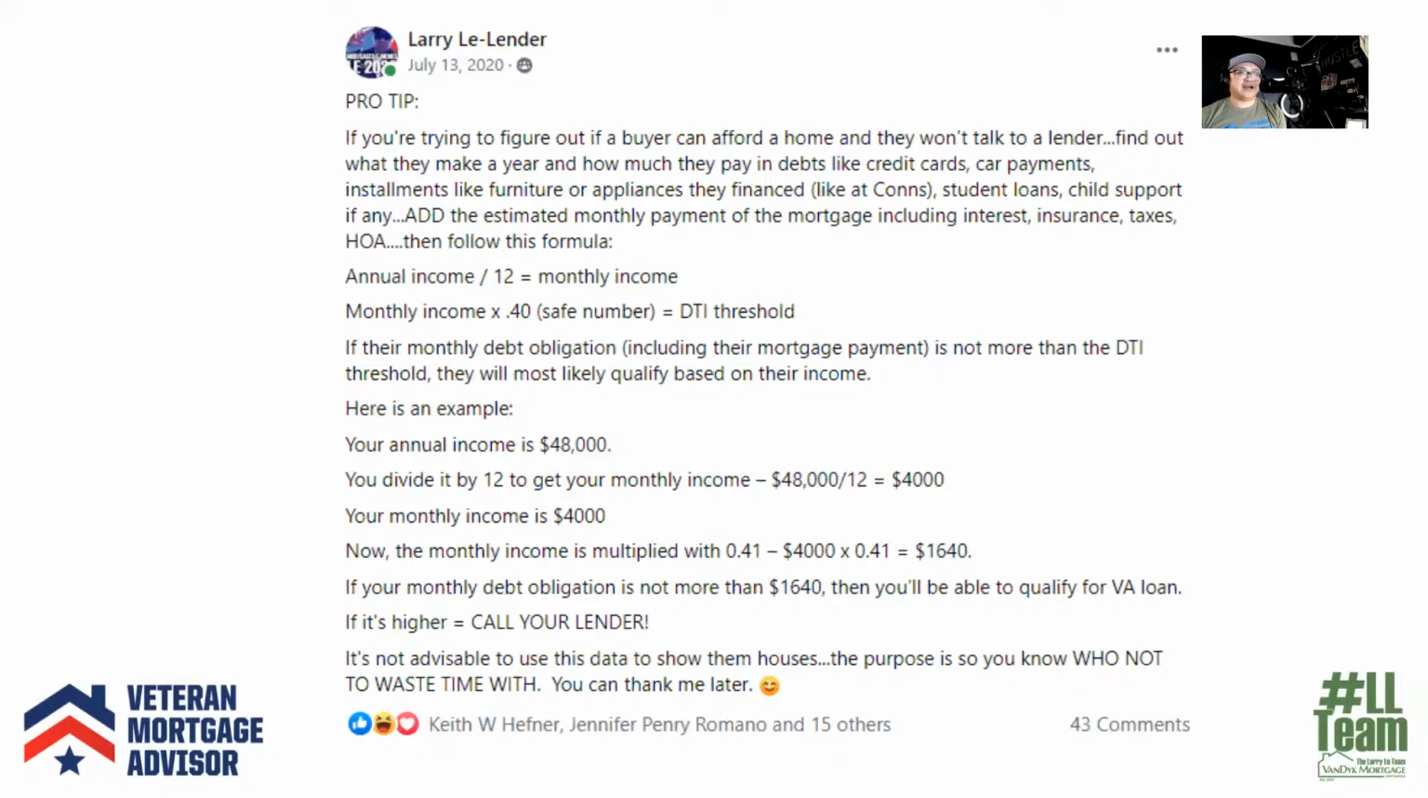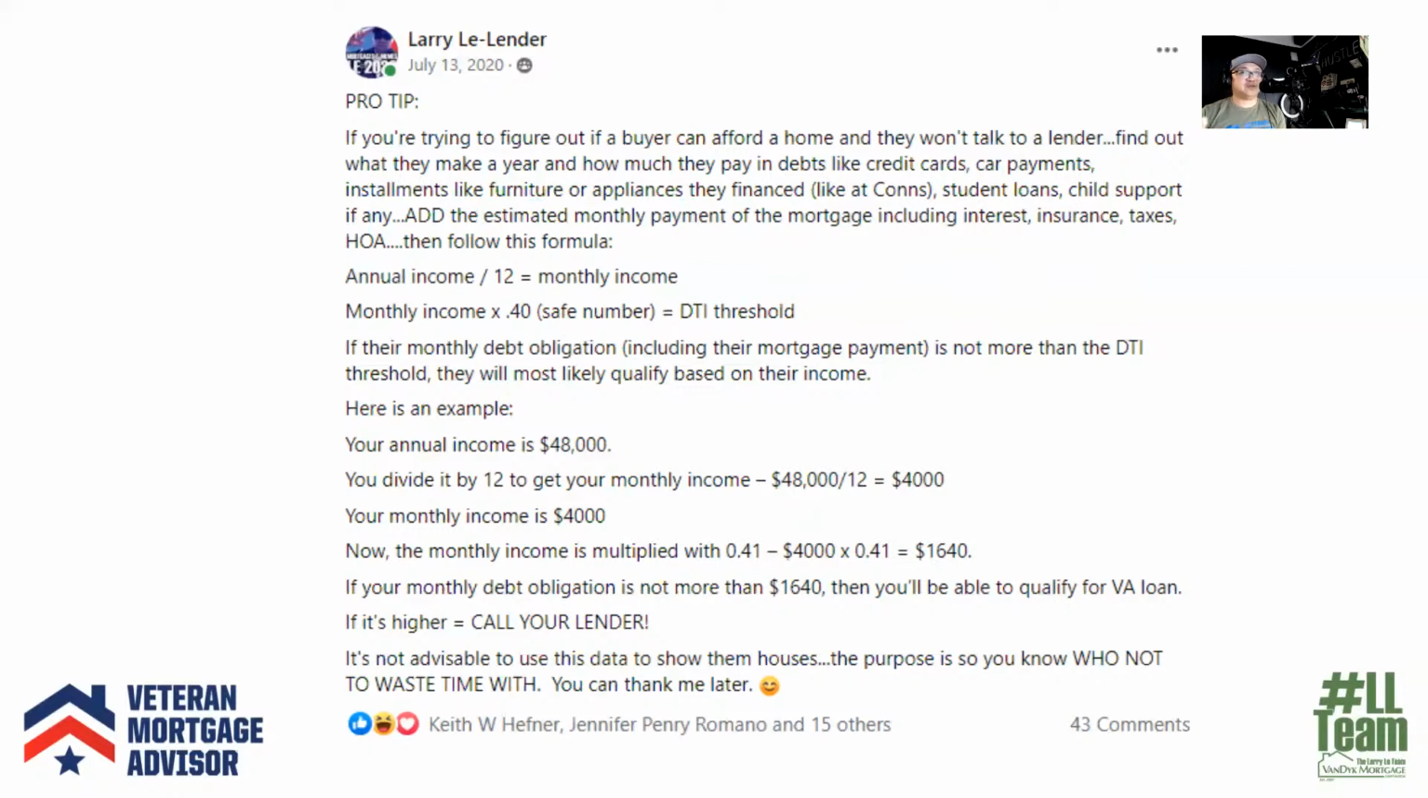I mean, I have a class where I talk about Sun Tzu, right? The war is won before it's begun, right? You need to have knowledge, you need to have information. You don't want to go out there and show people houses if they tell you certain numbers and you know that they just can't afford it, right? Why would you do that, right? So again, that's sort of a little trick on how you can figure out if a person has the right expectations and to know what kind of houses to show them if they don't want to talk to a lender.